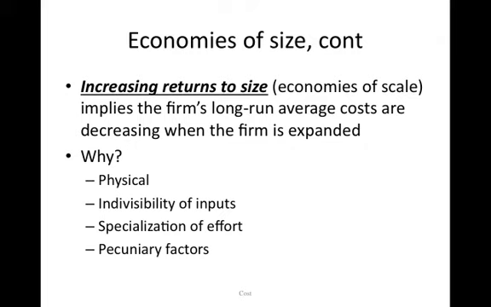Lastly, there could be pecuniary factors associated with size. And the idea here is that often when you get to be a very large enterprise and you're doing bulk buying, you get to take advantage of volume discounts on the purchase of inputs that lowers the price that you pay for those inputs. And so as you become larger and larger, you might be able to extract a larger and larger discount on the inputs that you're buying, and that could impact your average total cost of production. In particular, it would lower your average total cost of production.